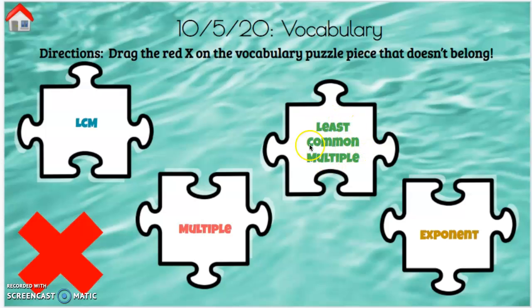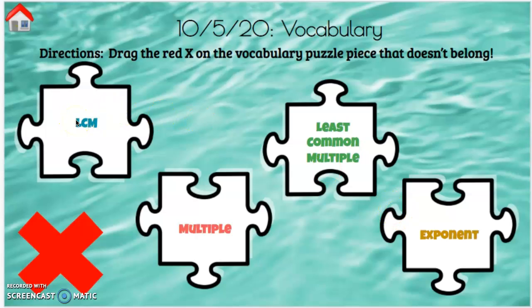So least common multiple, I know that that's the least or the smallest of common multiples. So multiples ties in with that. So these two belong together. But there's another one that belongs with them. Exponent, not quite. That's not the same as least common multiple. Those are two different things.